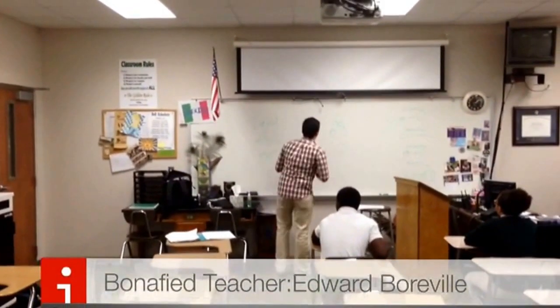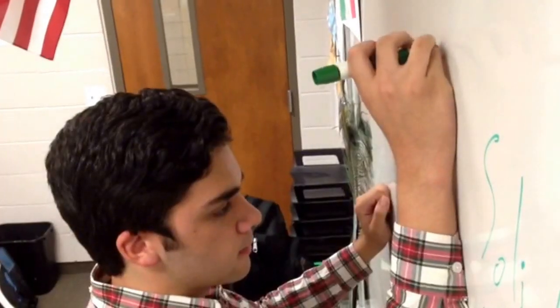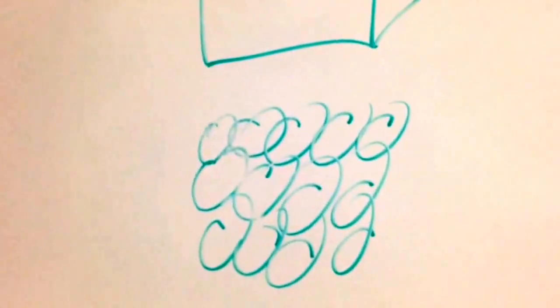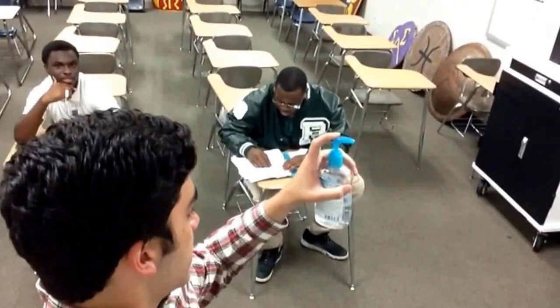Okay, let's make this fast. We're going to go over different types of states of matter. You see, in a solid, molecules are packed tight, and in a liquid, the molecules are more spread out, like the liquid in this Germex container.